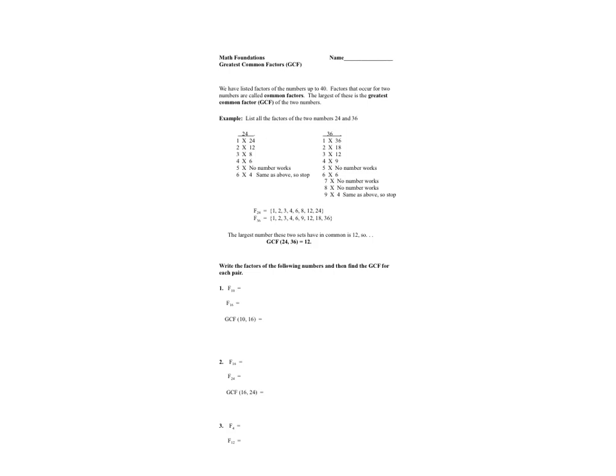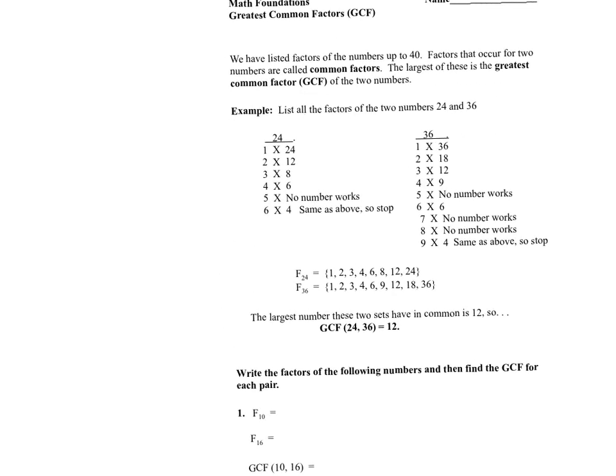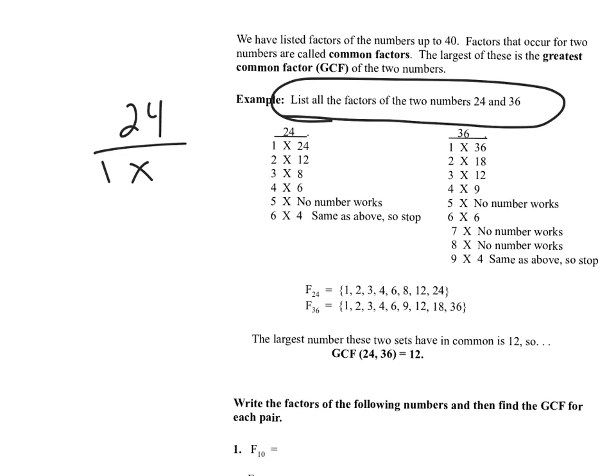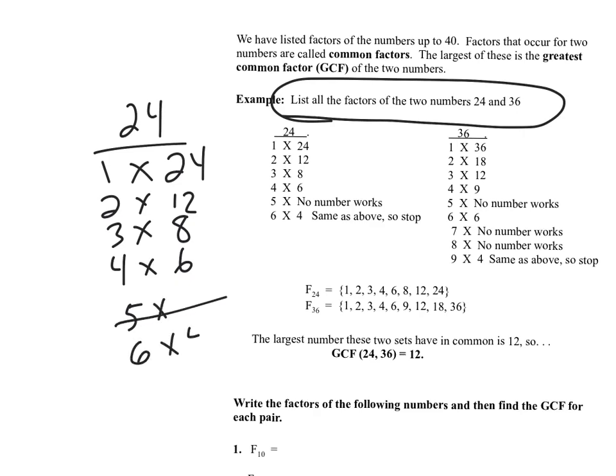Okay guys, I just want to review finding common factors. So if we were looking to list all the factors of these two numbers, 24 and 36, you just go down the list. For 24, you go 1 times something, 2 times something, 3 times something, 4 times something.